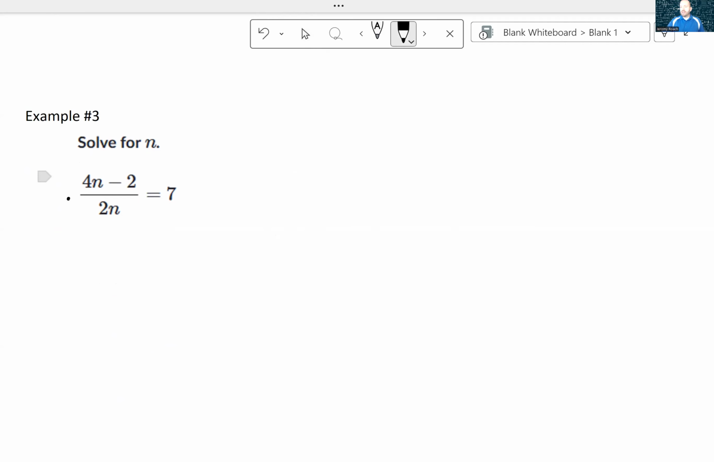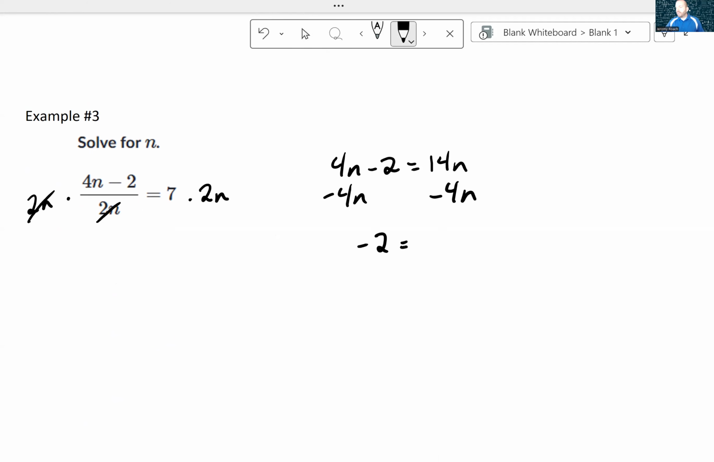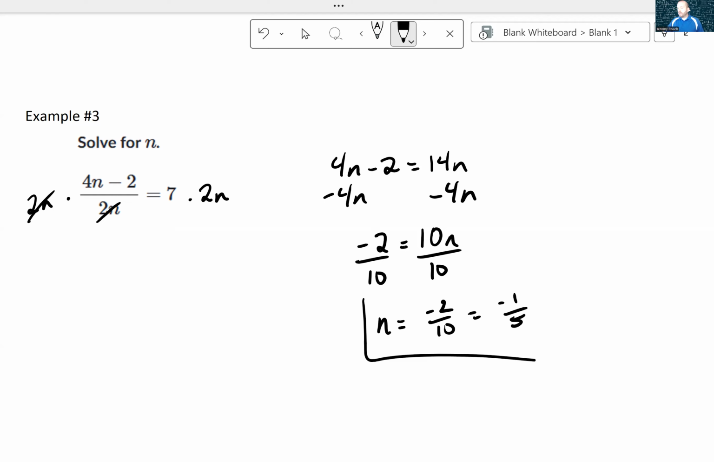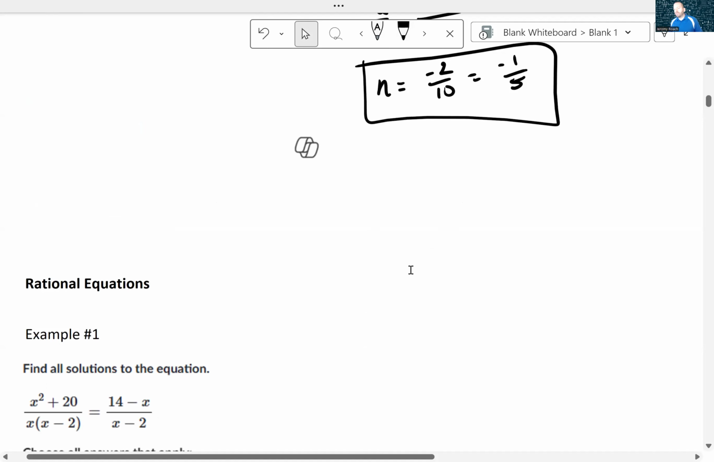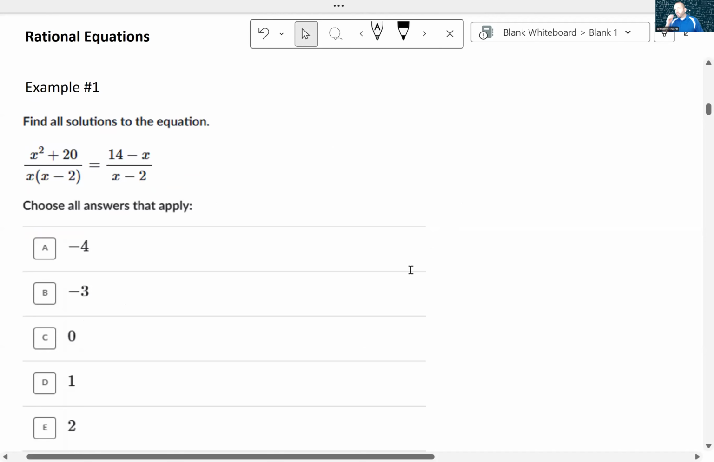We'll do one more of these. Solve for n. Going to multiply by 2n on both sides, and it gives us 4n minus 2 equals 14n. I'm solving these fairly quickly because this is just some basic algebra review. That's going to give us 10n. Divide by 10. We get n equals negative 2 over 10, which equals negative 1/5. Okay, so those are the intro or the easier questions for rational equations. Let's look at some tougher ones now.